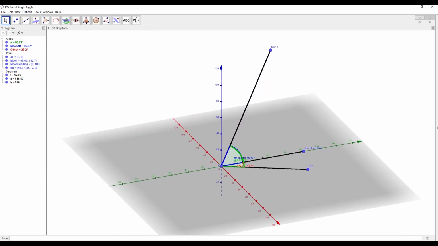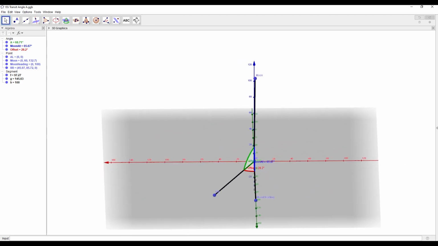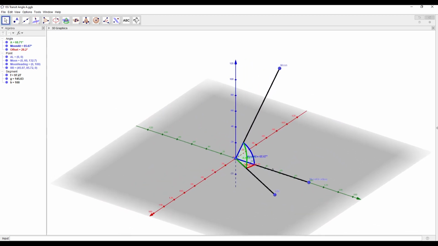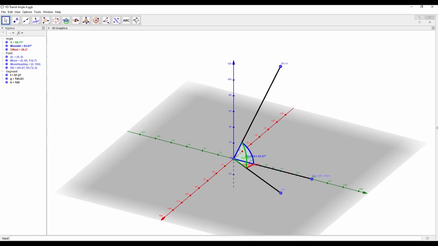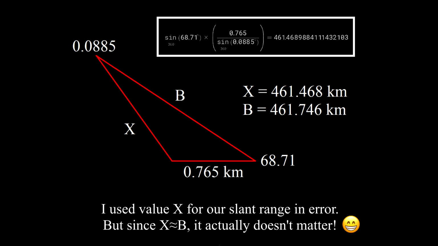He must really want the space station to truly destroy his conspiracy, and who am I to argue with such a desire? So after making sure all of the points were correctly placed relative to each other, we find that the angle in green measures out to be 68.71 degrees. So now we have everything we need to calculate the slant range to the International Space Station.